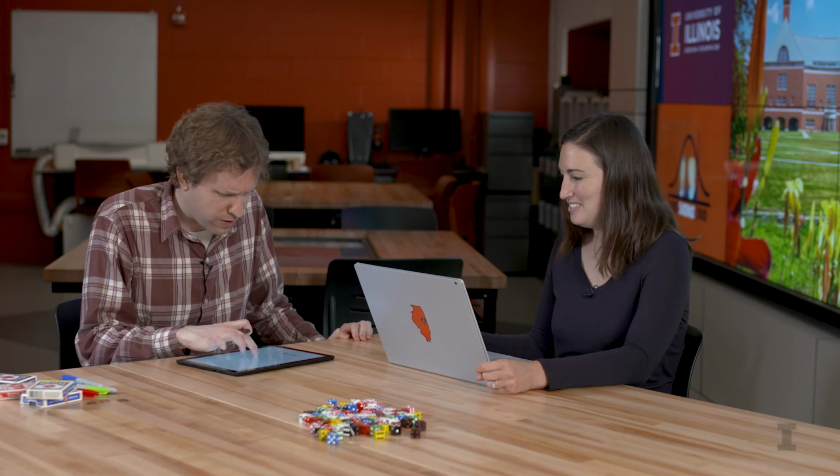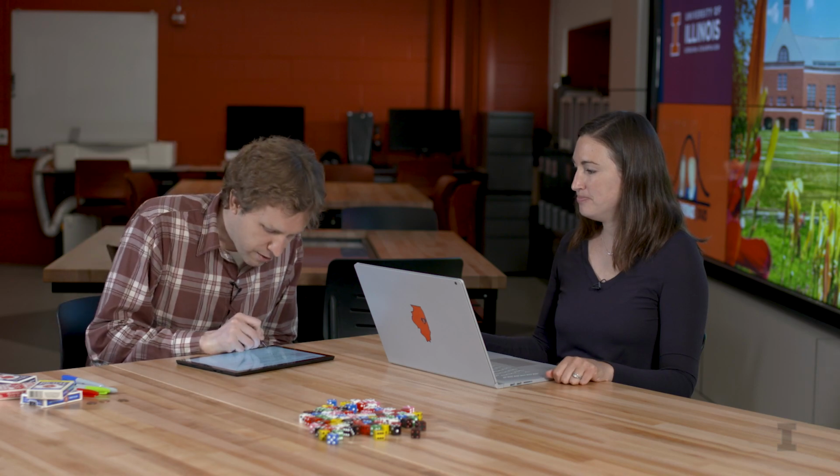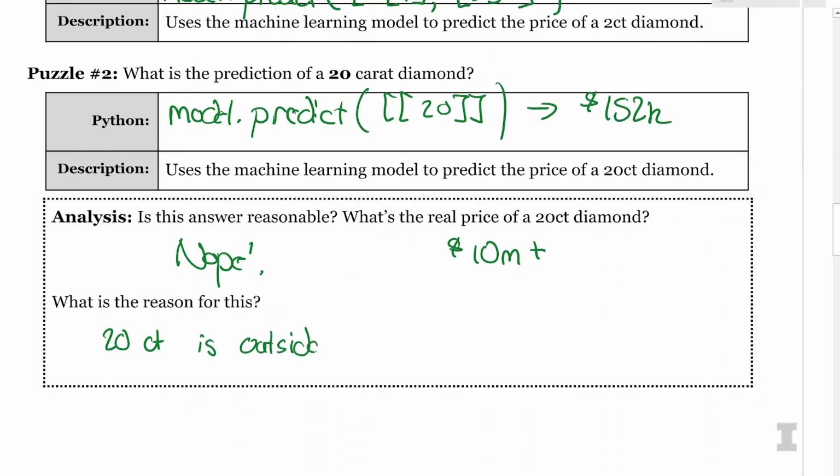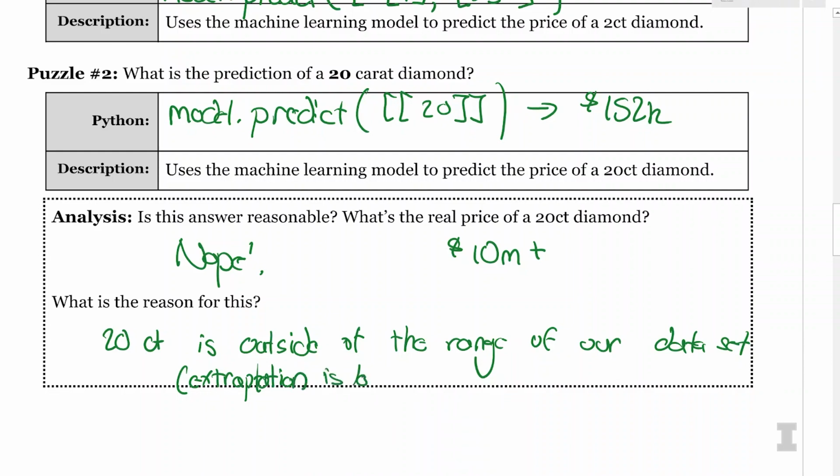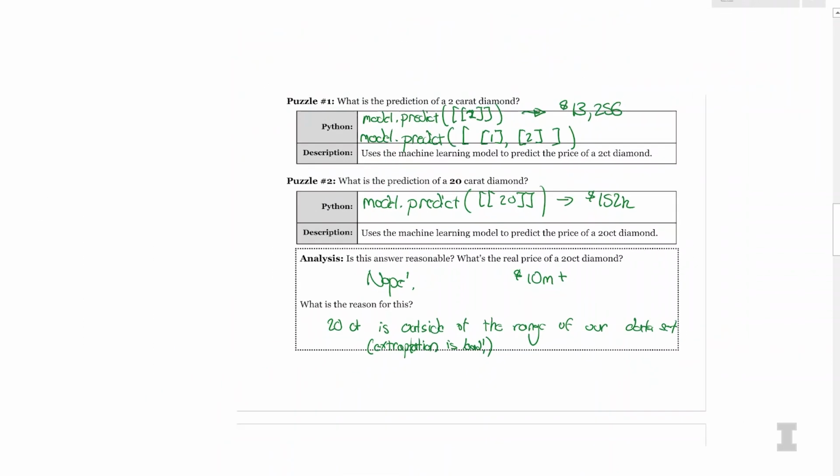So what's the reason for this, Carly? I think you had a rationale for this. Yeah, this is the idea of extrapolation. We're assuming that there's this linear relationship that continues outside of our range of data. And clearly there's not if this diamond really costs $10 million plus. So we don't want to extrapolate because we're making an assumption that may or may not be true. So 20 carat is outside of the range of our data set. This is a form of extrapolation, which we want to avoid. Extrapolation is bad. Dangerous.